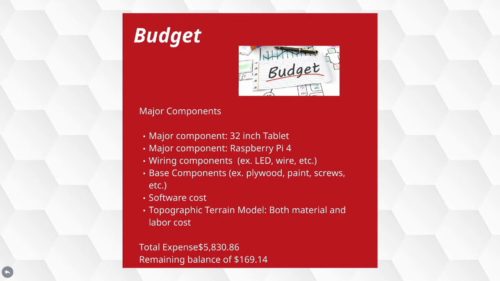Budget. The Yuma Crossing National Heritage Area has an allocated overall budget for the project of $6,000, which includes both labor and materials. Our cost breakdown shows a total expense of $5,830.86 to complete the project. This is well within budget and has left an available balance of $169.14, which will be used for any unanticipated costs.